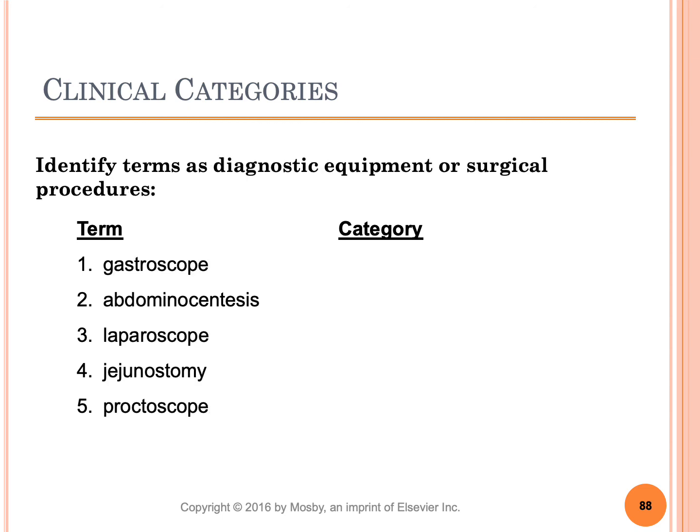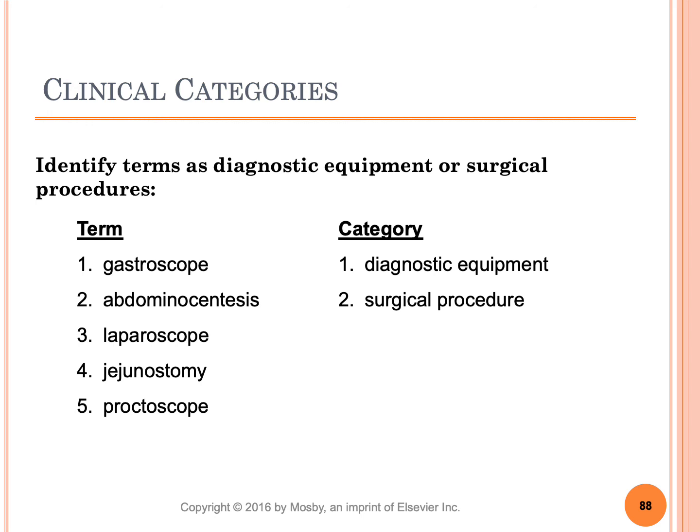Okay, a couple more here for us. We're deciding, is it diagnostic equipment or is it a surgical procedure? The first one, gastroscope. That one is diagnostic equipment. Remember, that's the instrument that we use to look into the stomach. What about abdominocentesis? Again, that one is a surgical procedure where we are removing some sort of fluid, probably, from the abdominal cavity.